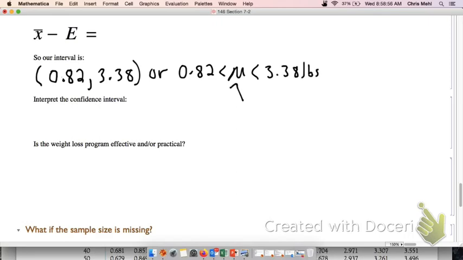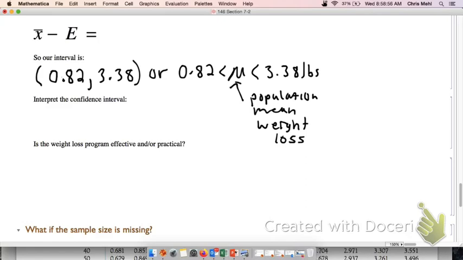And right here, this mu in the middle, this is the population mean weight loss. Okay. So you've estimated with 90% confidence that the mean weight loss of all people using the Atkins diet is between 0.82 pounds and 3.38 pounds. So that brings me to the next part.